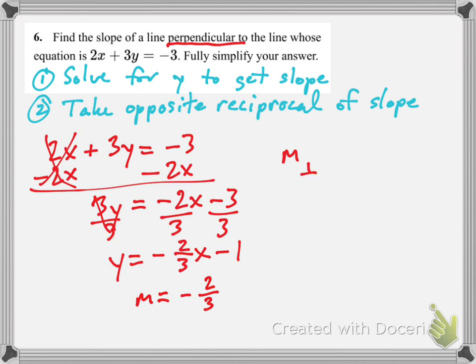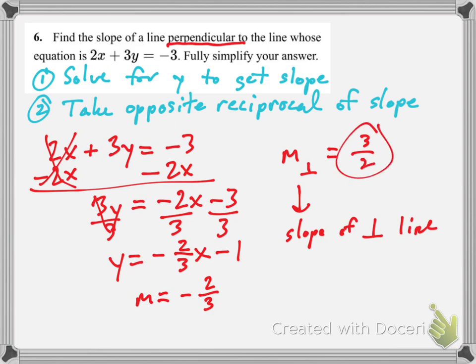When I do that, M stands for slope, and I do that little subscript with the upside down capital T, that means slope of the perpendicular line. That's just notation, okay? So, opposite sign, so negative becomes positive, flip 2/3, so my answer is positive 3/2.